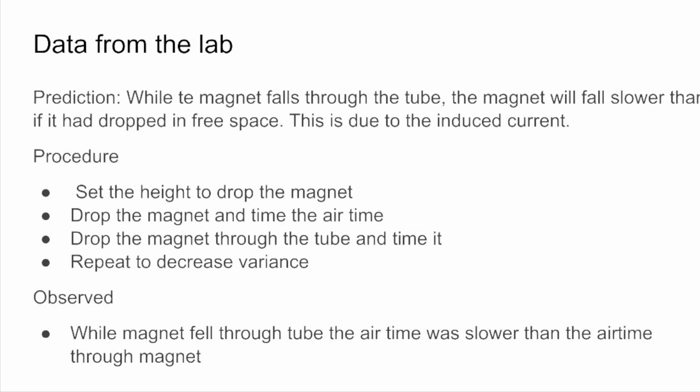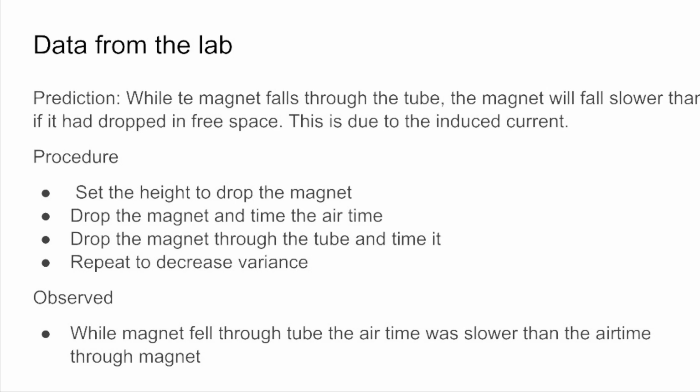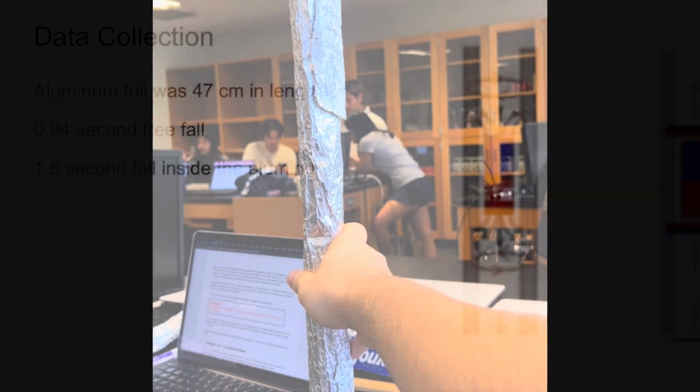What we observed is that while the magnet fell through the tube, the air time was slower than the air time of a free falling magnet. Here is a video of our experiment.